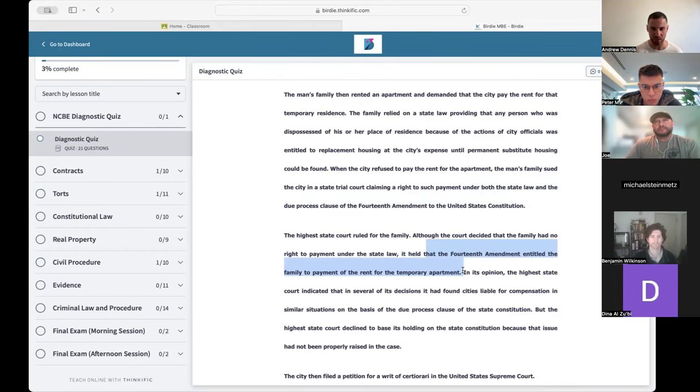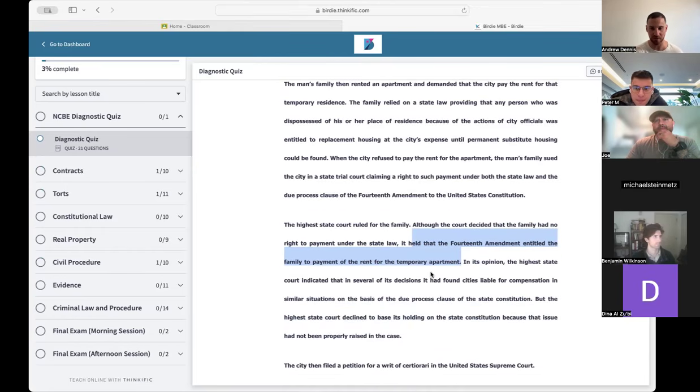In its opinion, the highest state court indicated that in several decisions it found cities liable for compensation in similar situations on the basis of the due process clause of the state constitution. But the highest state court declined to base its holding on the state constitution because the issue had not been properly raised in the case. Okay, so interesting. They declined to base their holding on the state constitution. Instead, they held that the ruling was under the 14th Amendment of the federal constitution, right? So here it's not based on state law. Even though it could have been based on state law, their holding was not based on state law. Their holding was based on federal law, on the federal constitution.